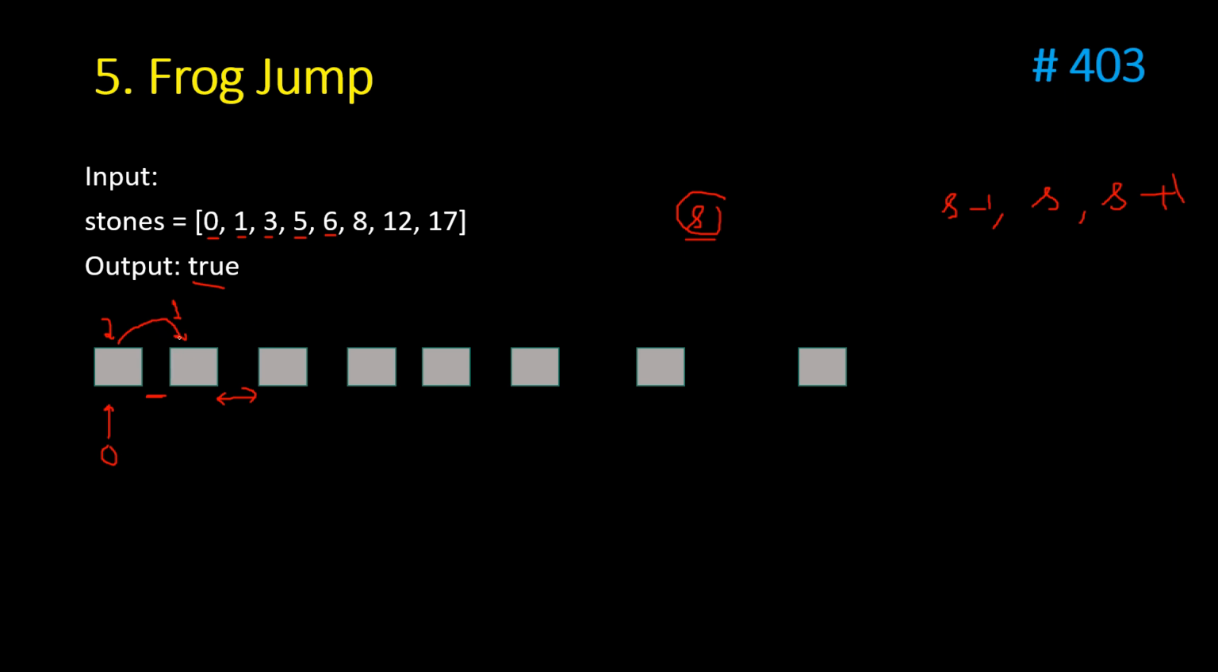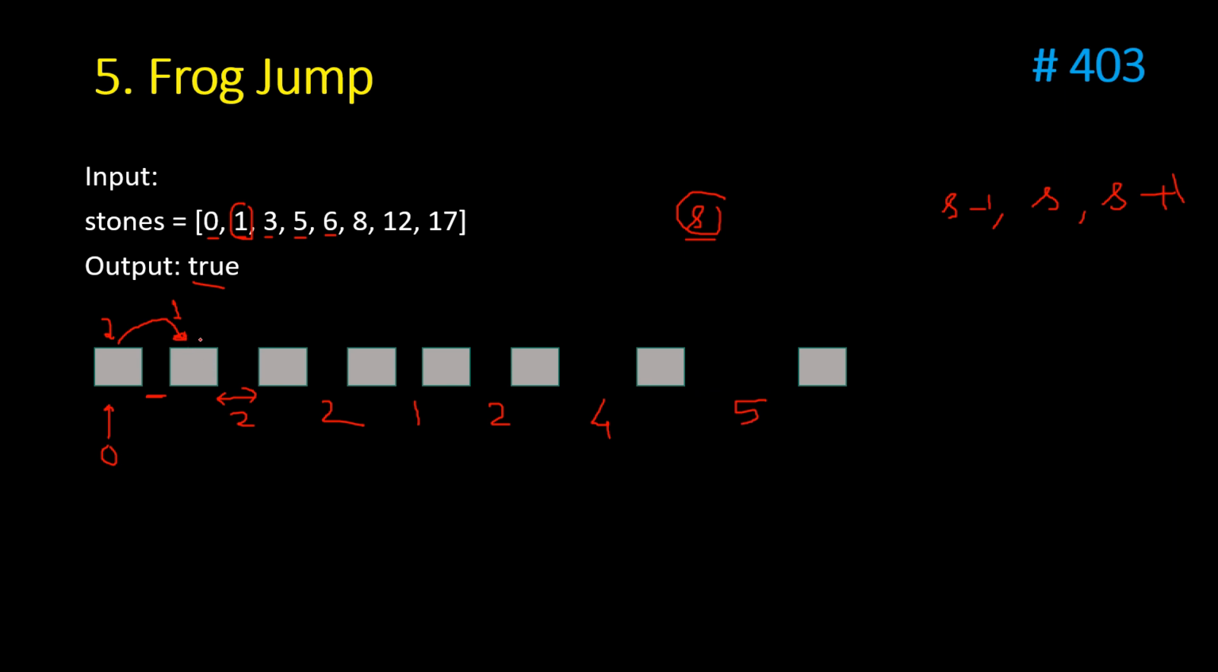So here the frog will make a jump of 1 unit. Then it will reach 1 here. Now it's a gap of 2. Then again a gap of 2. Then a gap of 1. Then 6 to 8 there is a gap of 2, 4 and 5. So I have written the step sizes, the jump sizes required.